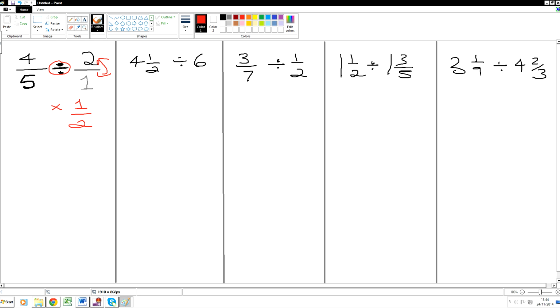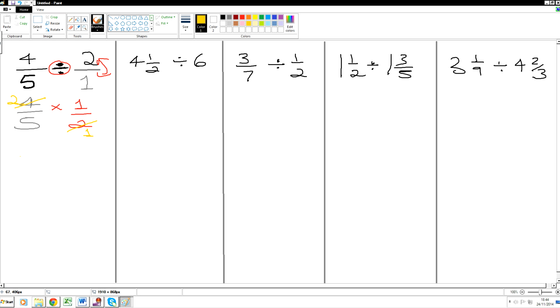Let's copy the rest of the question down. So 4/5 stays as 4/5. So the question will very quickly turn from a division question into a times question. Now what do we do? We try to cancel. So 4 and 2 will cancel, nothing else. 4 and 5 won't cancel. 1 and 2 won't cancel. So what will 4 and 2 cancel by? 2. 4 divided by 2 is 2, and 2 divided by 2 is 1. You don't divide it by 1, that's useless.